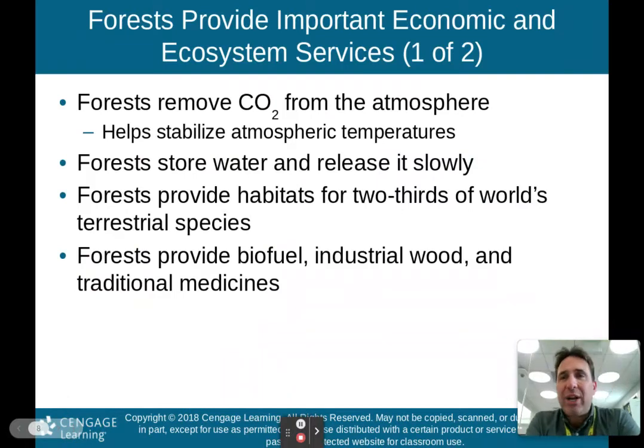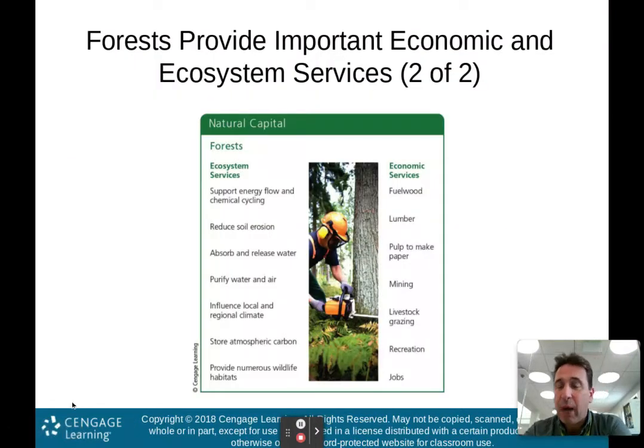So forests provide important economic and ecosystem services like we talked about, and these are some more of them that, again, we'll get into in a bit more detail. So forests help remove carbon dioxide from the atmosphere, and that helps stabilize atmospheric temperatures, all right? That's one of the ecosystem services. I would honestly know at least a few of these, all right? Definitely put them to memory. Forests store water and release water slowly. That's very important. Forests provide habitats for 2/3 of the world's terrestrial species. Forests provide biofuel, industrial wood, and traditional medicines that we also use. So again, these are the important economic and ecosystem services that forests provide.